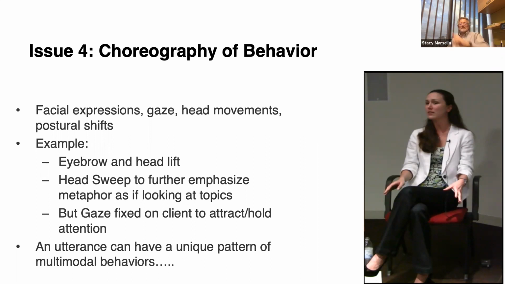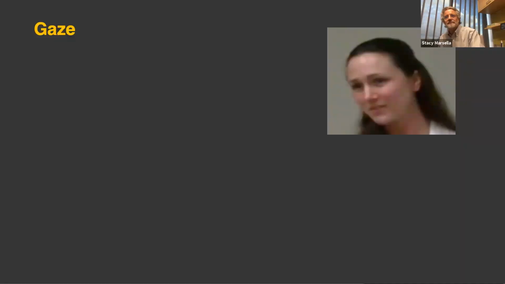topics of conversation as if they're physical objects in the real world. So she's doing this head sweep, which is sort of reinforcing the container. So she's like looking at all these things in the real world. But she never moves her eyes from the client. So it's not like she's really looking at those objects. Her eyes are fixated on the client all the time because she really wants to attract and hold the attention of the client. So there's a choreography going on here.